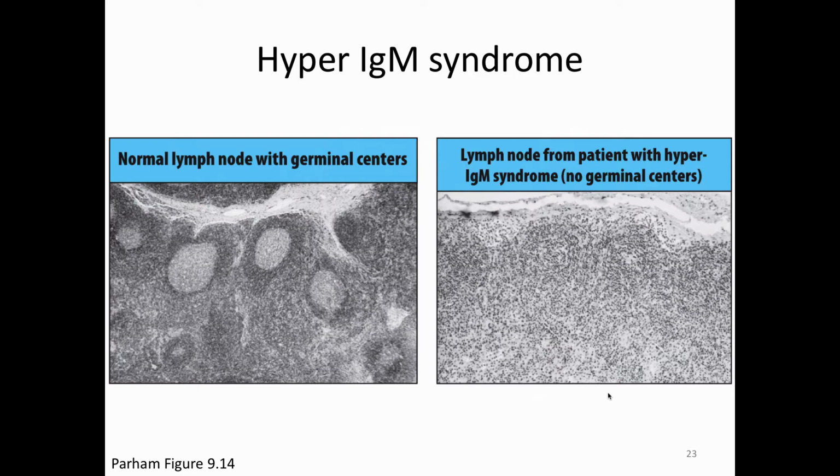These patients' lymph nodes actually look very different than those of a normal patient, because here you can see the germinal centers. They're really easy to see under a microscope. These patients also have no germinal centers because their B cells cannot get help from T cells. So we can see these types of patients.